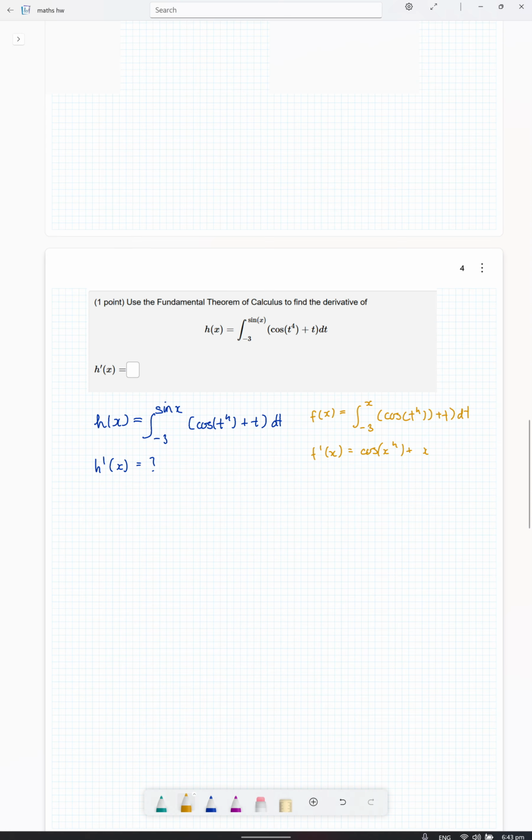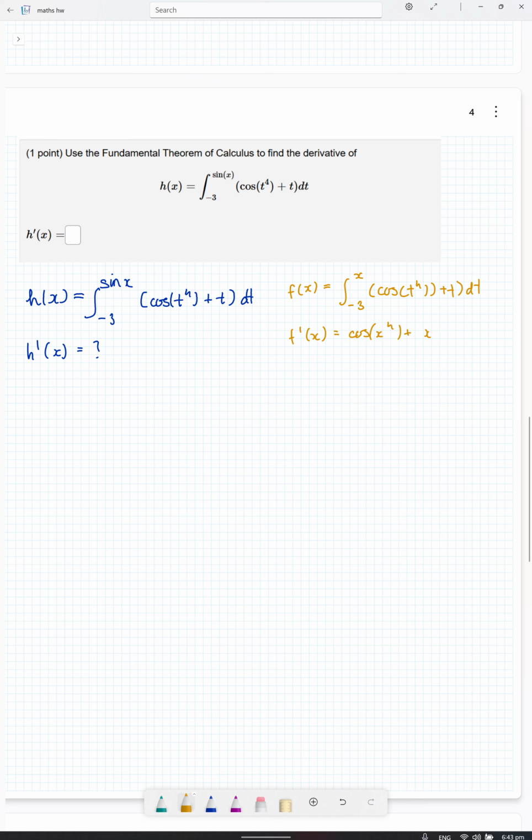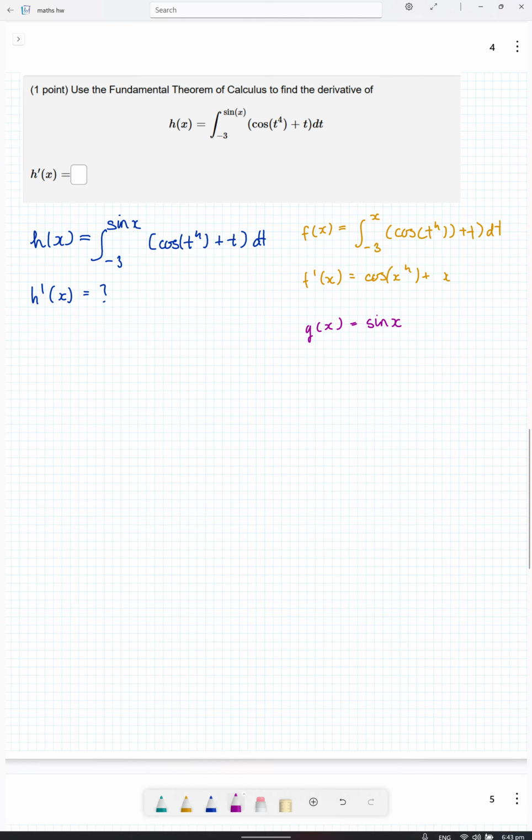So what I have to do is prepare this equation for the chain rule, and I need to see the different functions within it. So let's say there's another function, g(x), and let's say g(x) is equal to sin x. It's just sin x that is the function.